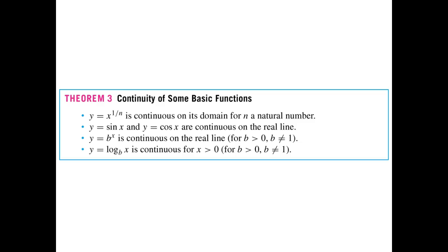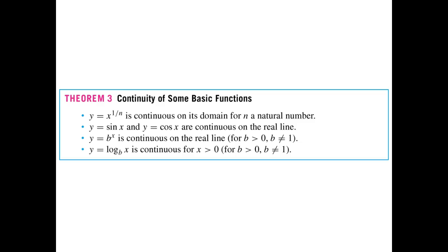Yeah, if N is even, X has to be positive. It cannot ever be negative. Okay? It could be 0, but it can't be negative. If N is odd, it doesn't matter. It can be all real numbers. That's why they say on its domain.